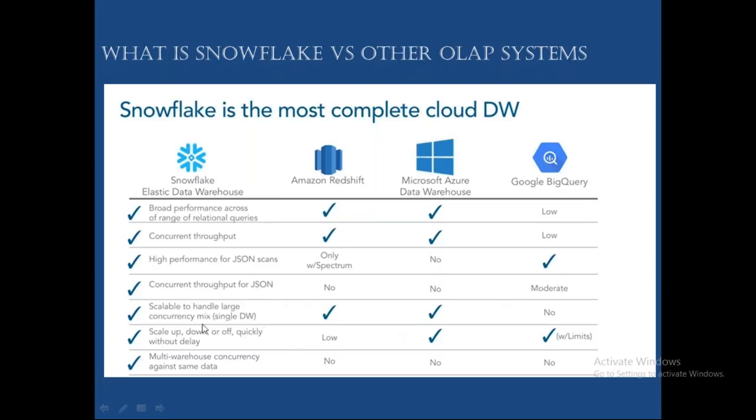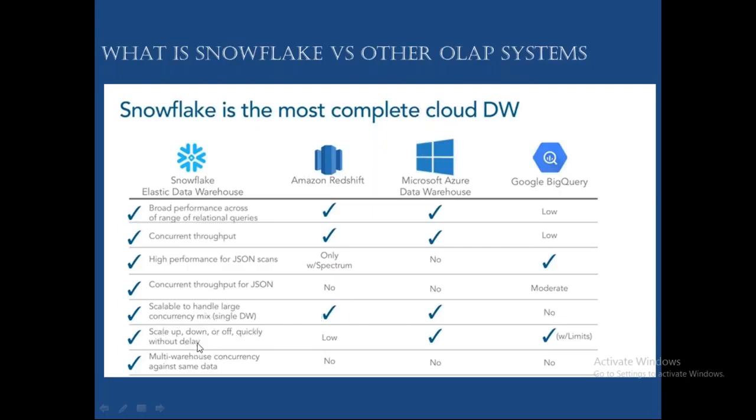Scalable to handle large concurrent mix, single DW. So large concurrent mix means multiple parallel executions you can do. Those are basically multiple big queries. BigQuery is not supporting this, but your data warehouse and Redshift will support it.